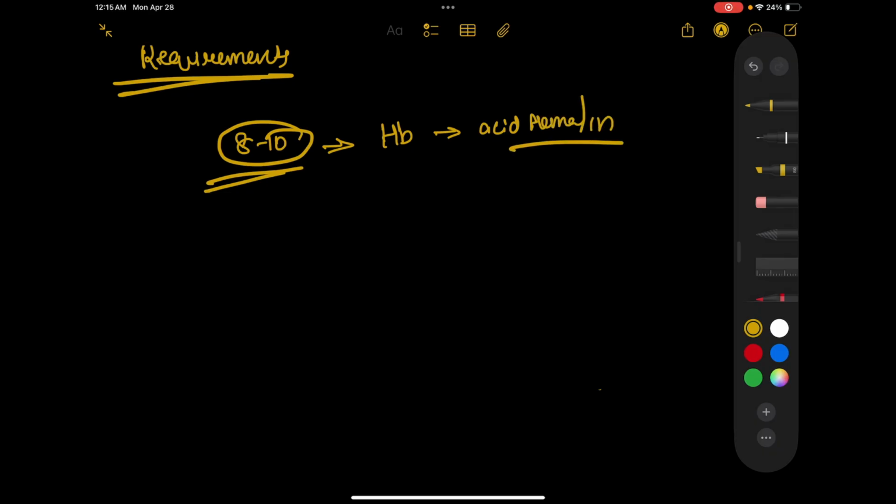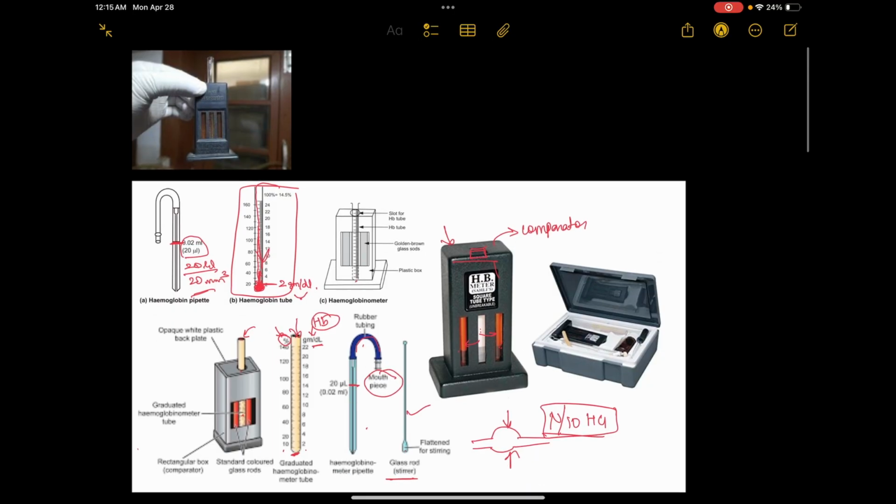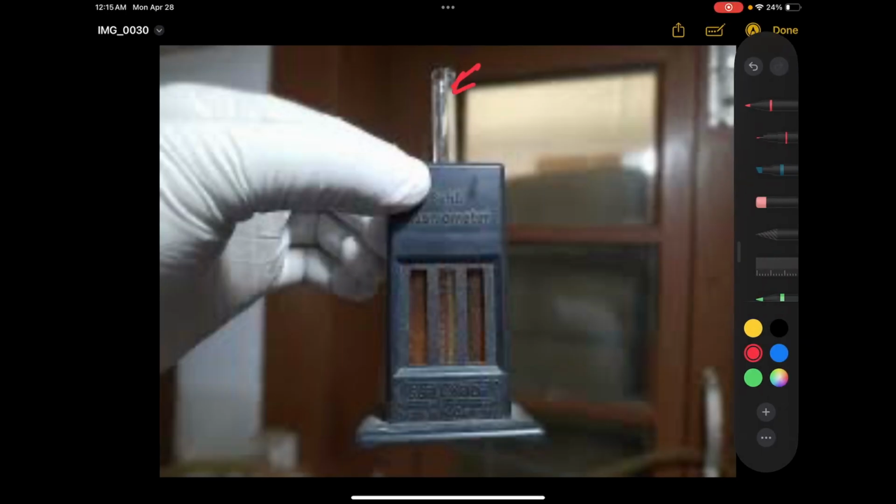Okay, once this is done, what do you do? How are you supposed to keep this? See, this is your comparator. This is your hemoglobin tube, and on top of that you are keeping the stirrer. Now, very important thing: you are not supposed to take the stirrer out of the tube at any cost, because you are going to lose cells, you are going to lose your hemoglobin value. You are not supposed to take the stirrer out of the sample.